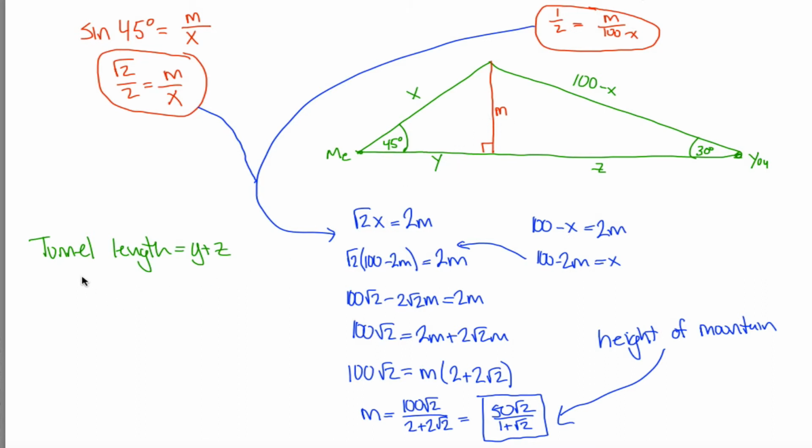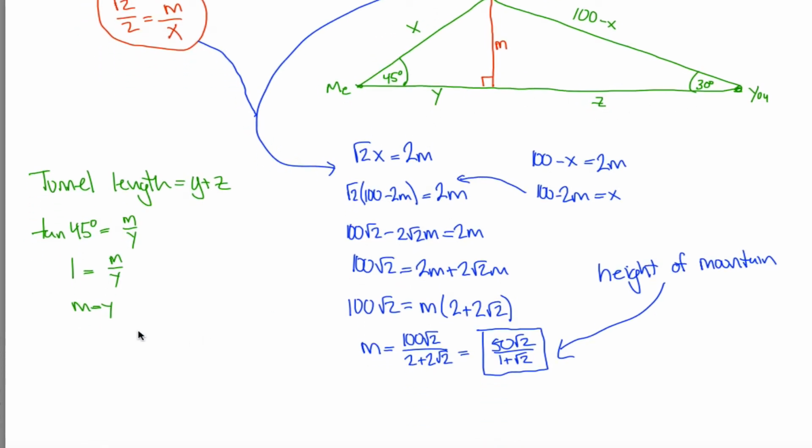If you don't buy that logic, the tangent of 45 degrees must be equal to, tangent is opposite over adjacent, so that's m over y. But the tangent of 45 degrees is just 1, so 1 is equal to m over y. In other words, m is equal to y. So this right here, I could have just written m if I felt like it.